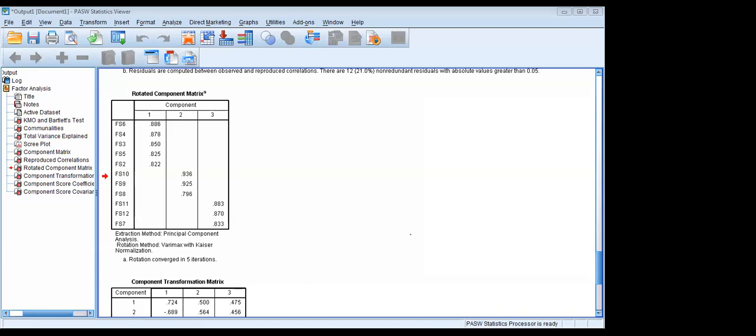Research scholars, please listen to my words. When you are to perform factor analysis, when you don't know how to group them, when you have just given 11 statements to the respondents and you don't know how to group them, the computer is helping you, correct?